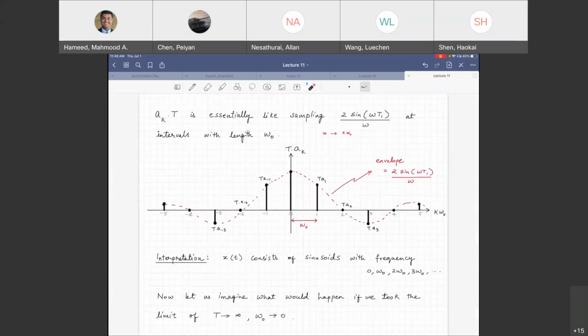Yes? So that's your continuous function. The y-axis is over here, T a_k. On the x-axis, you have k omega naught. The separation between these two is integer intervals of omega naught. The shape, what is it? 2 sine omega T1 divided by omega. When you have omega naught, this separation is this way, right?